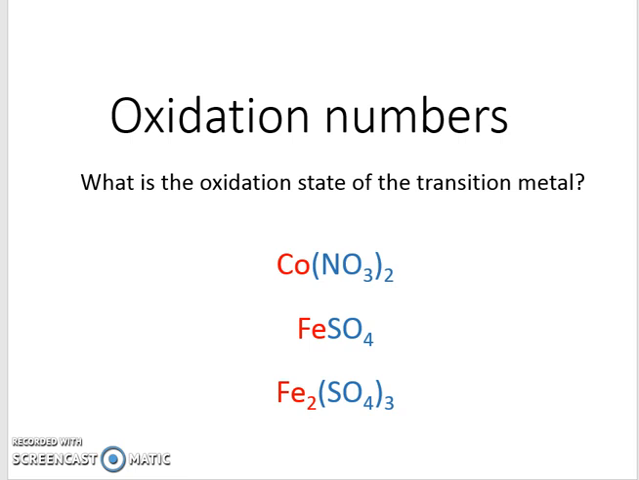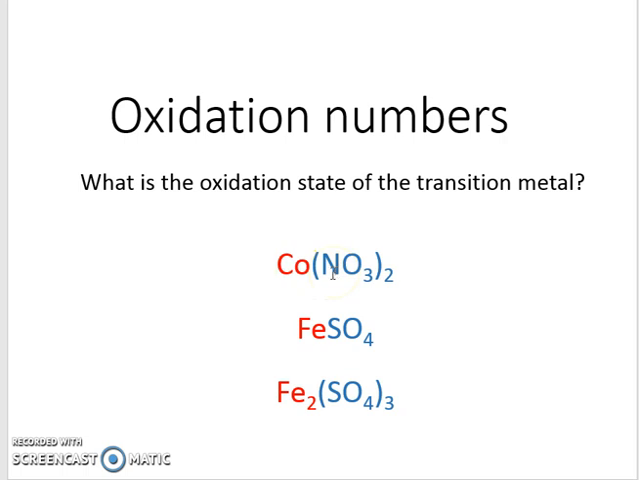Now the problem is that we have two unknowns. We have, say, the cobalt, which is a transition metal. We don't know the oxidation state. It can have various oxidation states. And we have nitrogen, which can also have various oxidation states. Oxygen, in this case, we can take as -2. So in this salt, cobalt nitrate, we have two elements with unknown oxidation states, the cobalt and the nitrogen.